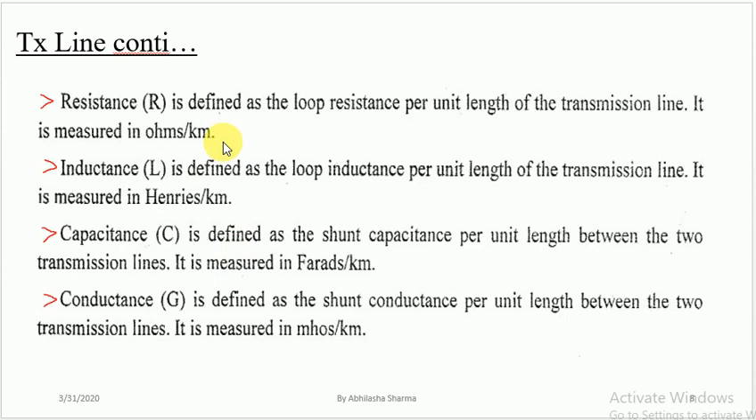Now, in continuation with the primary parameters of the transmission line, we have to define what the resistance is. Resistance R is defined as the loop resistance per unit length, having the unit of ohm per kilometer. It may be per kilometer, per mile, or per inch, depending on the transmission line. Here we do not consider simple resistance with the unit of ohm only, but the parameter is defined in terms of ohm per length. It may be per kilometer.